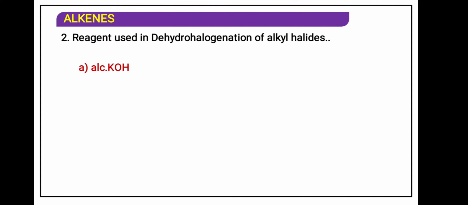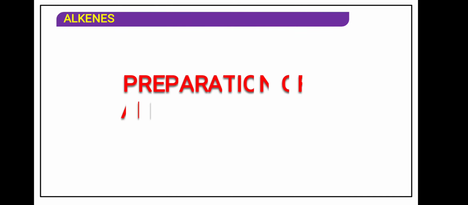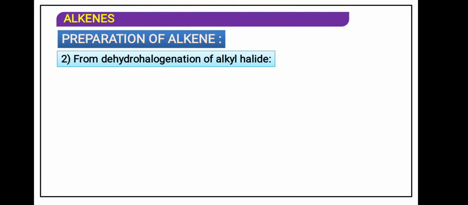Now this is another method that we will study later. The reagent used for dehydrohalogenation of alkyl halide is alcoholic potassium hydroxide. The next method of preparation: there were only two methods, Lindlar catalyst and the other one, sodium in liquid ammonia, which gives you the trans form. You can even see the example in our textbook on page number 241.